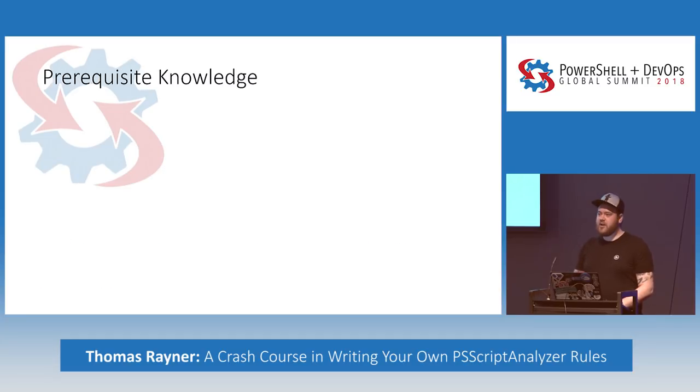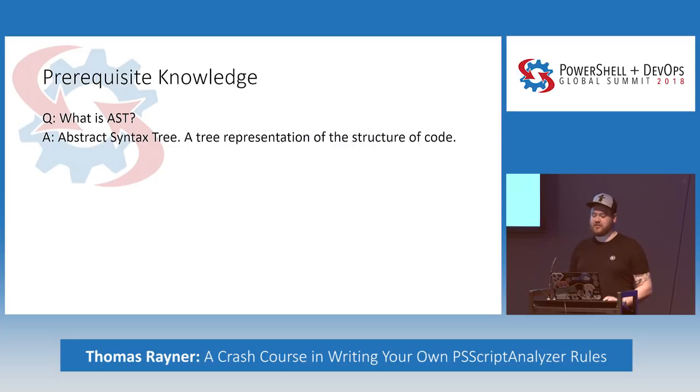There's a little prerequisite knowledge that we need before we can actually start making our own rules. Don't worry, we're almost out of the slides. The first is, what is AST? You guys were in Bruce's talk on Monday, but for the people at home, abstract syntax tree, it's a tree representation of the structure of code. Everybody with me, right? Everybody's got it locked down, perfect experts already.